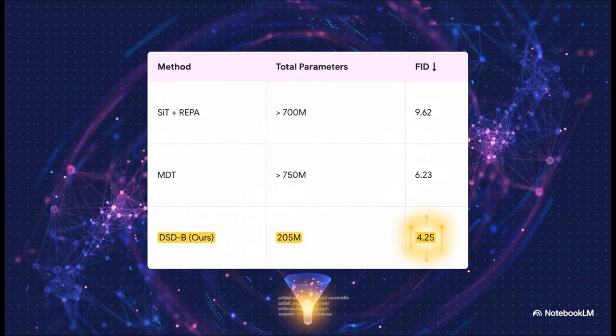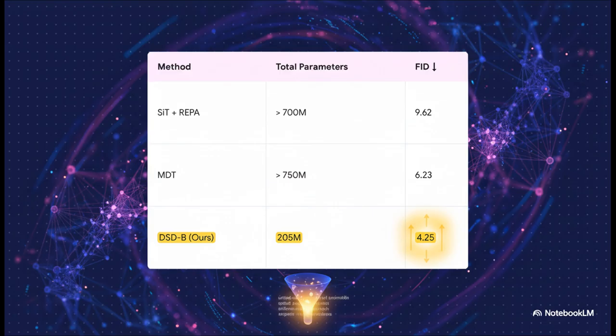And this is where things get kinda nuts. Check out these results. The metric here is FID score, lower is better. Their DSD model has just 205 million parameters, and it gets a fantastic score of 4.25. Now compare that to a big model like MDT. MDT is over 750 million parameters, and it only gets a 6.23.